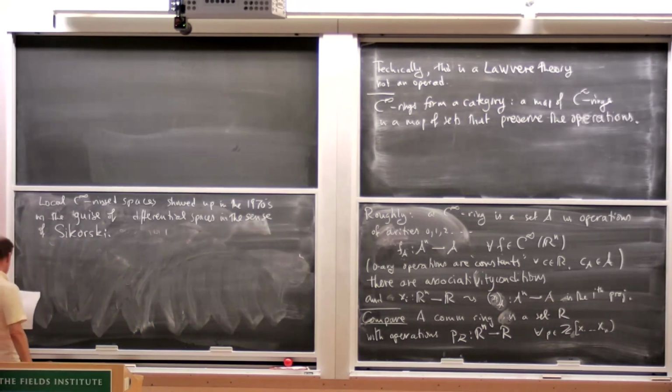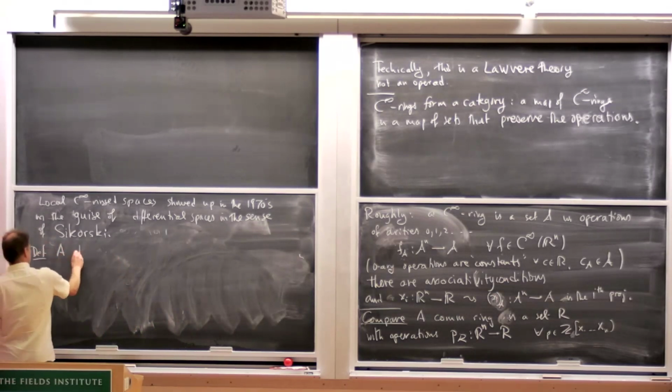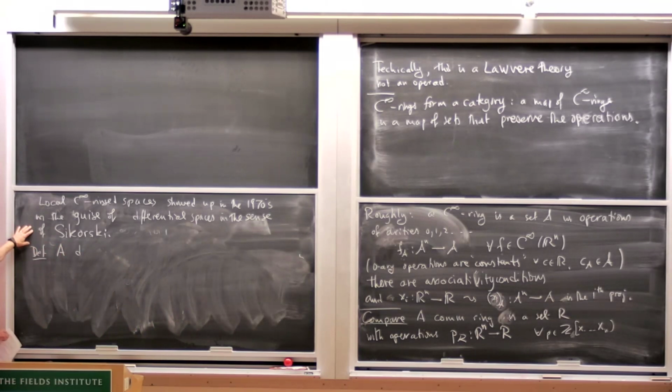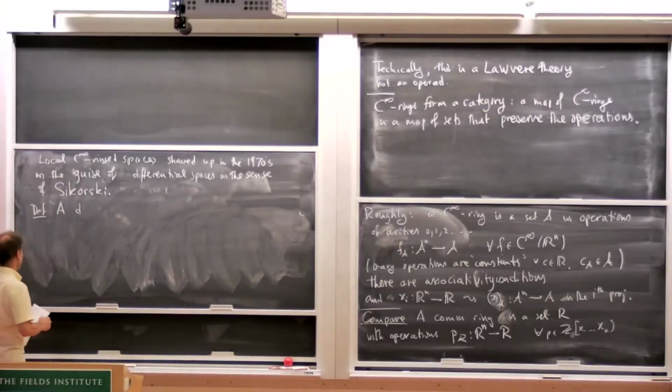So I'm trying to get to this. Here's a definition. The point I want to make is a technical point, so I apologize. Differential spaces are local C-infinity ring spaces. They're not necessarily schemes, for reasons that might become clear.